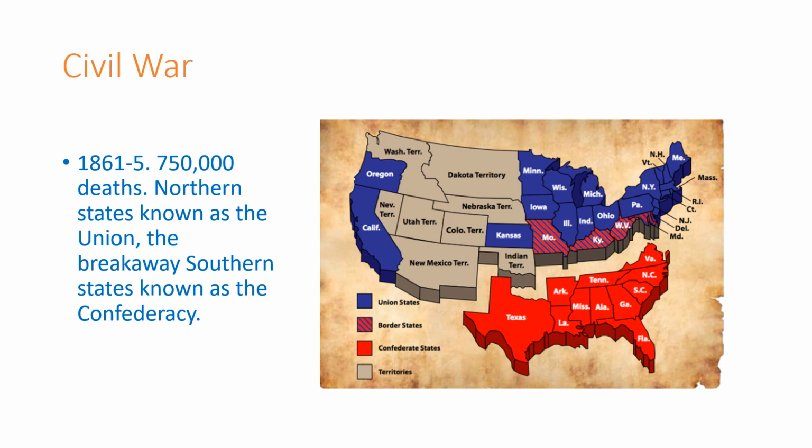So the Civil War lasts between 1861 and 1865, resulting in 750,000 deaths. You can see on the map there, the states in blue are the ones that stay in the Union, stay loyal to President Lincoln. The ones in red are the states that break away from the Union and form the Confederacy. The border states in the middle, places like Missouri and Kentucky, are states that don't break away, although slavery is legal in those states.